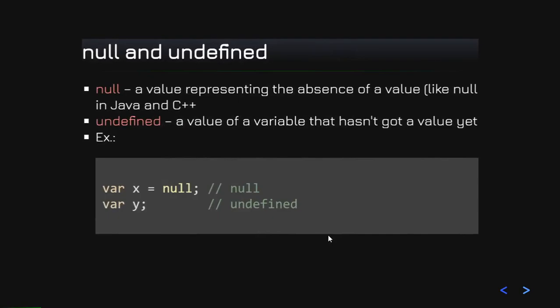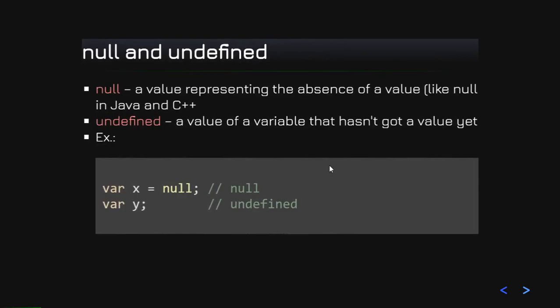So those were the constants, the literal types, and now the distinctions between null and undefined. So null, it's just like in Java or C++, it's a value representing the absence of a value, and undefined is a value of a variable that hasn't got a value yet. So in order to see the difference, you can see here, we can declare variables using var. This one is initialized to null, and this one is not initialized, meaning the value of y is undefined.